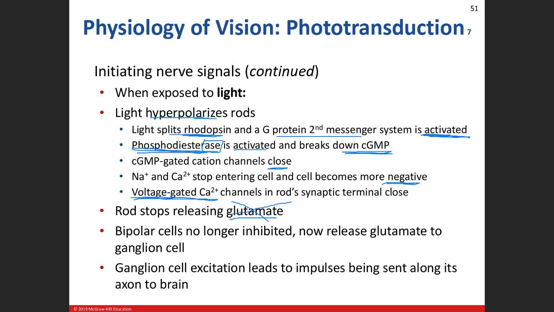Because remember, glutamate was getting released onto the bipolar cells and was causing those bipolar cells to be hyperpolarized, so they couldn't stimulate the ganglionic cells. Well, guess what? That's not happening anymore. So our bipolar cells are no longer inhibited. Now they can release their neurotransmitter, which is glutamate, and that glutamate from the bipolar cells can now excite the ganglion cells to send their action potential along their axons back towards the optic nerve, out of the eye, back towards the brain.